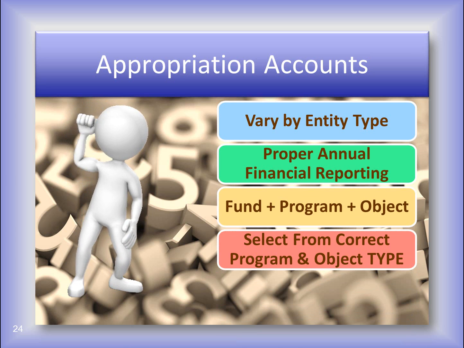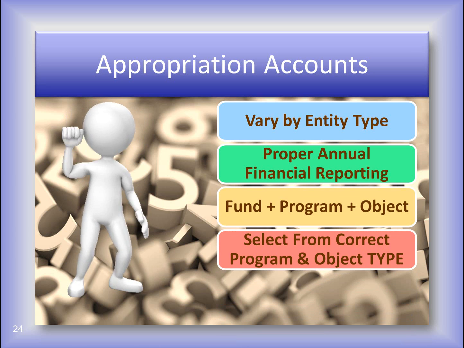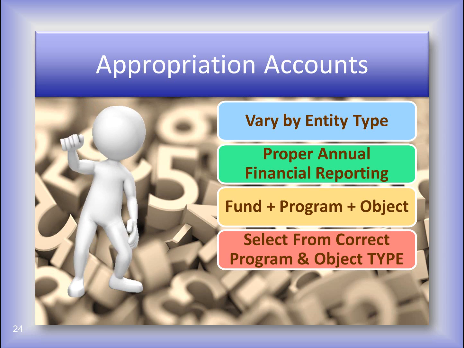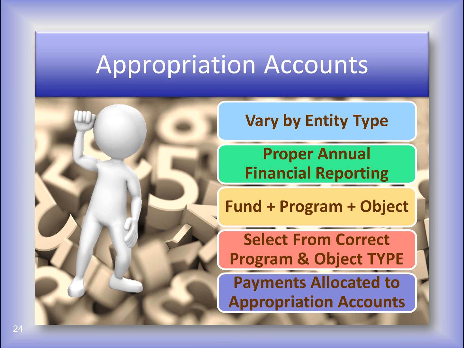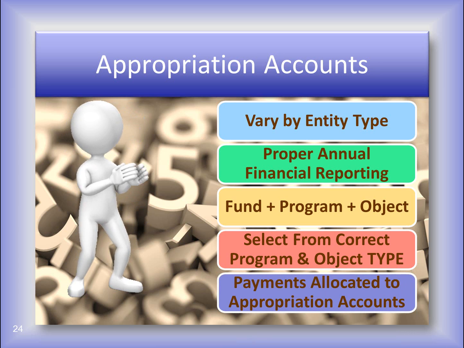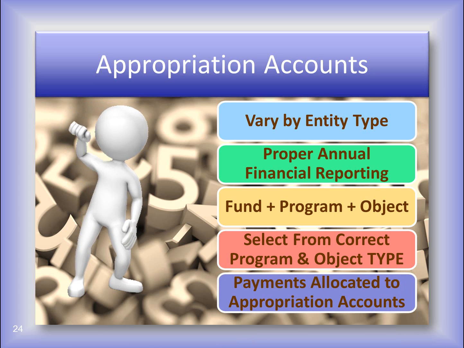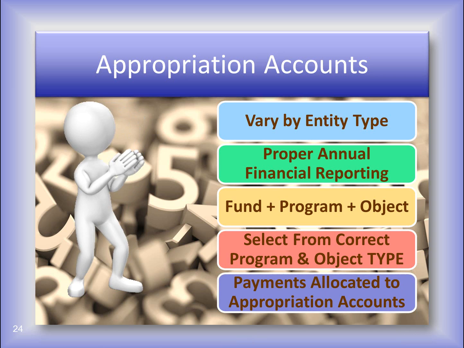Appropriation program and object codes must be selected from the correct type. This is a very common mistake. And all expenditures must be allocated to the appropriation accounts. You can use multiple accounts on a payment. We have more ground to cover with appropriation accounts, so let's get started.